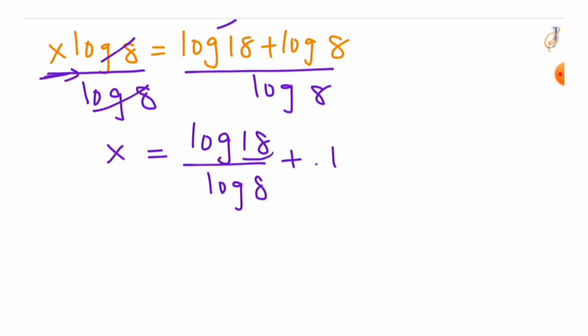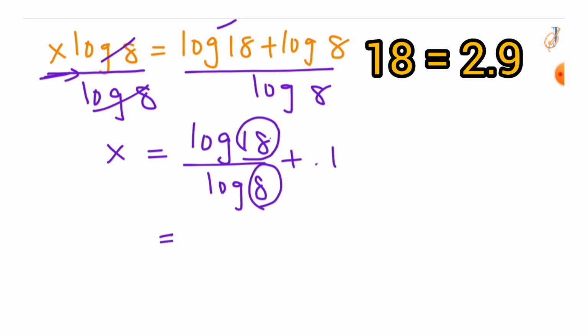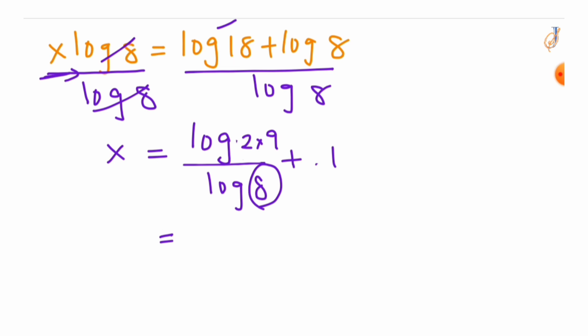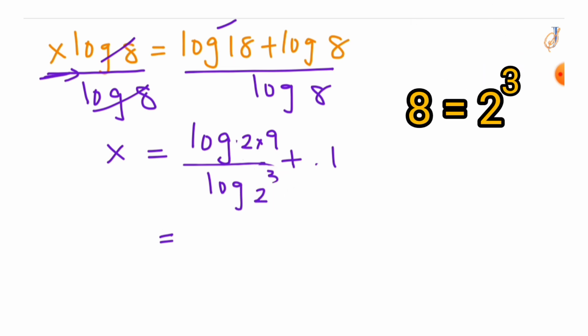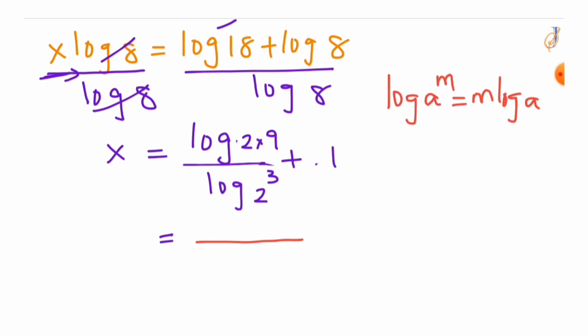Now we have 18 and here 8. This 18 we can write as 2 times 9, isn't it? 2 times 9. This 8 we can write as 2 power 3. Again this log 2 power 3 is in the form of log of a power m. We can write this as m times log a. The denominator we can write as 3 times log 2. And the numerator log 2 times 9 is in the form of log ab. We can write this as log a plus log b. So we can write this as log 2 plus log 9 plus 1.